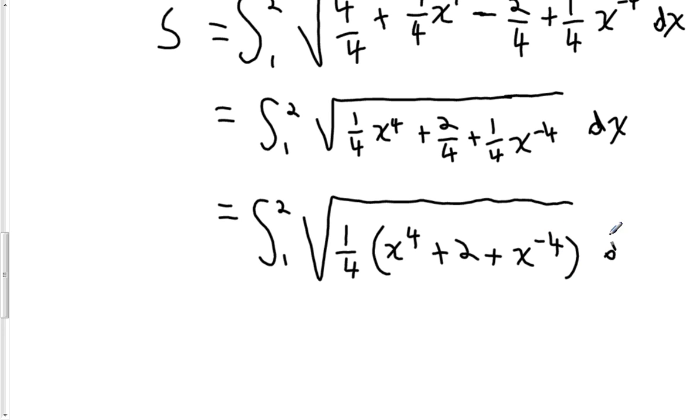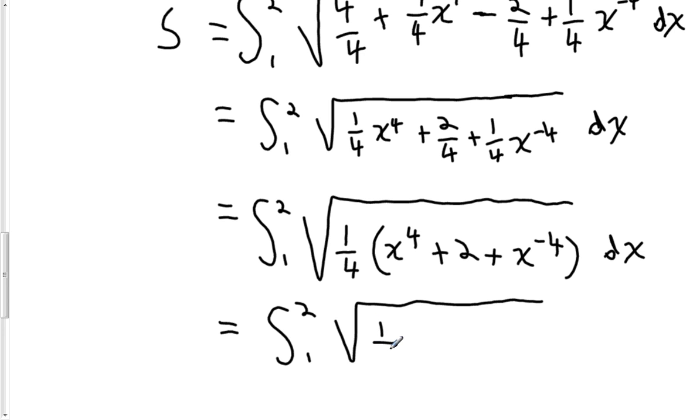And this on the inside can be factored actually. That factors quite easily. We still have the 1/4. To get the x to the fourth, we need x squared to be multiplied by x squared. And to get the x to the negative fourth, we need x to the negative 2 to be multiplied by x to the negative 2. And if we square this, we actually get the expression inside of the parentheses here.